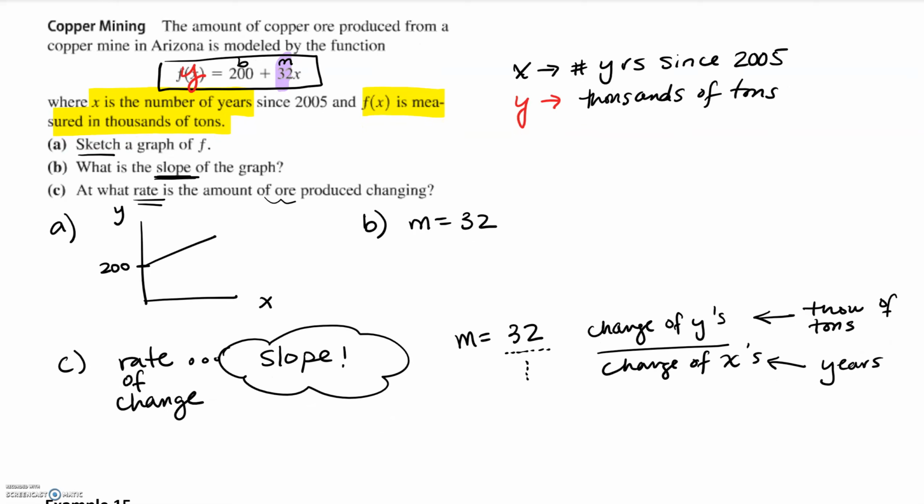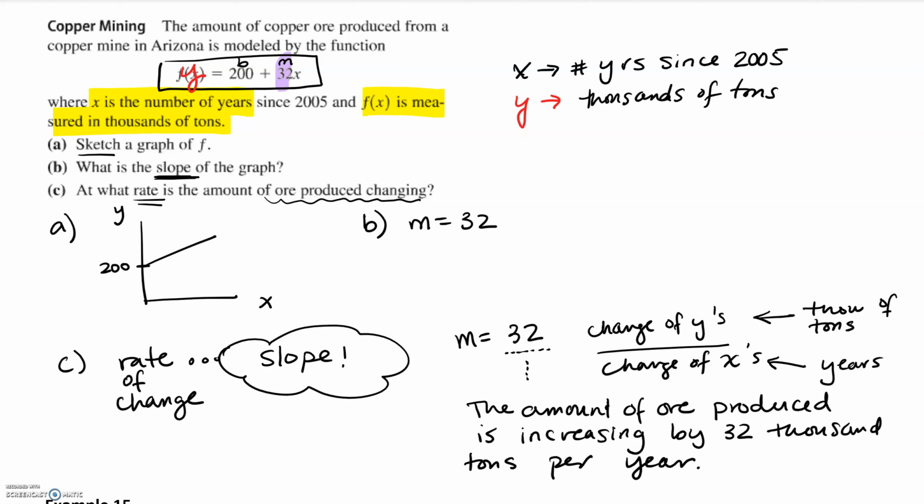So the amount of ore produced is increasing because it's a positive slope at this rate. Let's write that as a sentence. We can say the amount of ore produced is increasing, again increasing because it's a positive slope, by 32,000 tons. All I did was follow the units I had labeled here, per year, since I have the x's be in units of years. So once you label your slope, what the y's represent in the numerator, what the x's represent in the denominator, the interpretation of what the slope is or what the rate of change is becomes pretty easy.